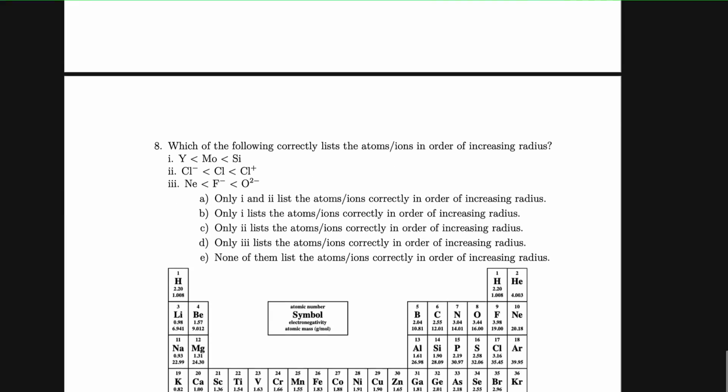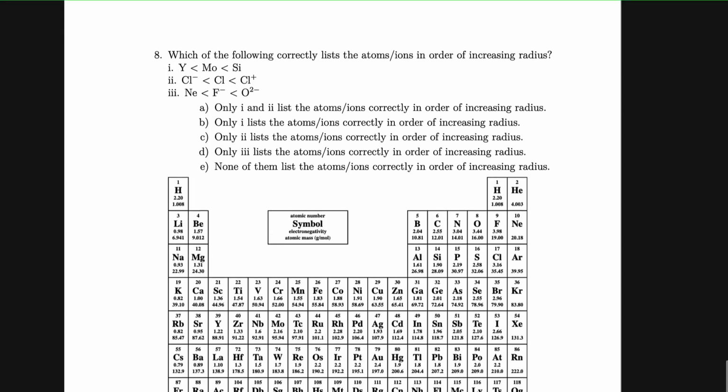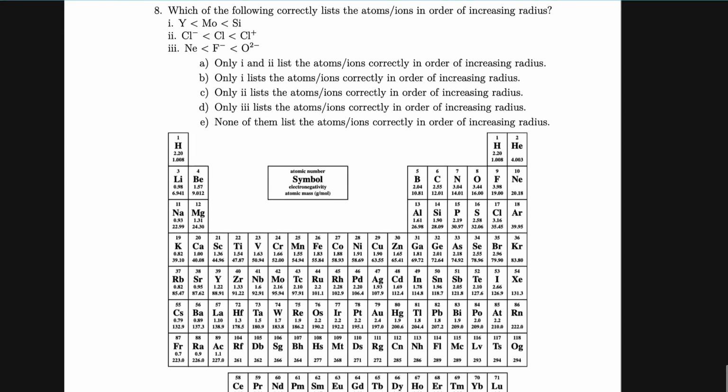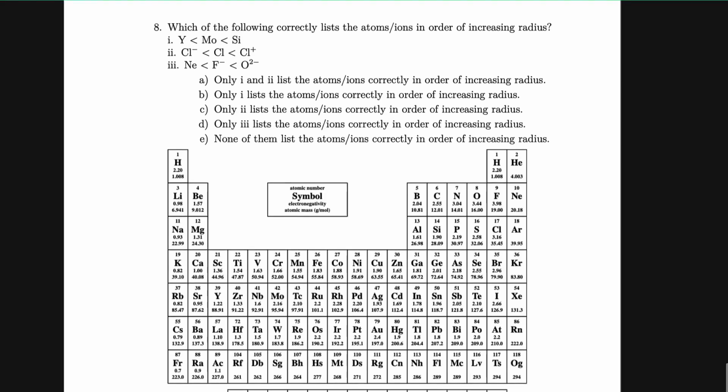Now for this one, it's asking which of the following correctly lists the atoms or ions in order of increasing radius, so increasing size. And so remember, as you go up and to the right, ionization energy increases, but size decreases. So we have yttrium, molybdenum, and silicon. And so silicon should be the smallest, and so I is false. Now in terms of II, when you remove electrons, it's going to get smaller, so Cl plus should be the smallest. And we're asked to put it in order of increasing radius, so II is false.